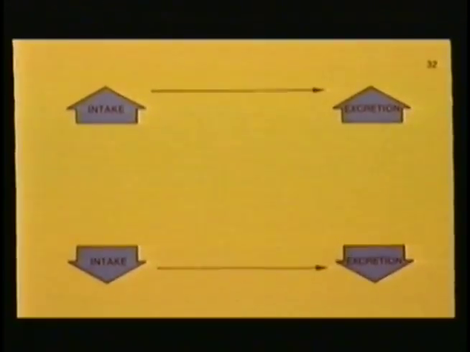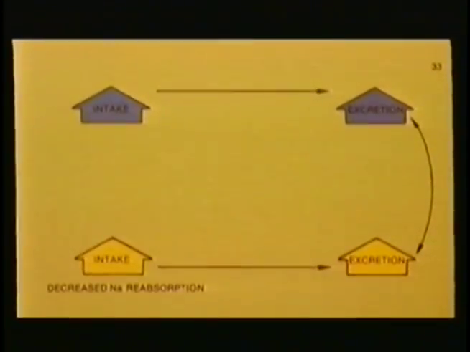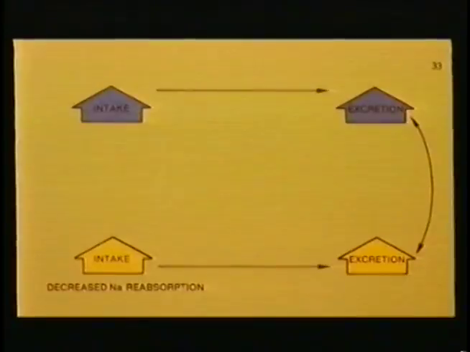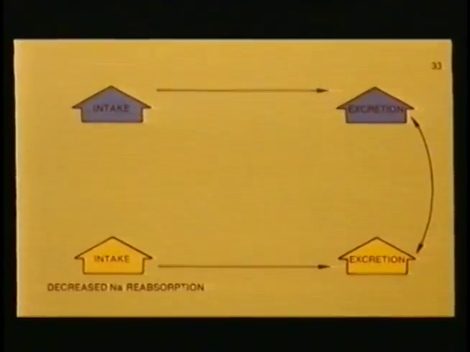32. Increases in potassium intake are followed by increases in potassium excretion. Decreases in potassium intake are followed by decreases in potassium excretion. 33. In some situations where renal sodium reabsorption is decreased, sodium and potassium excretion increase in parallel. Also, it should be noted that acute administration of potassium salts results in an increase in both sodium and potassium excretion.